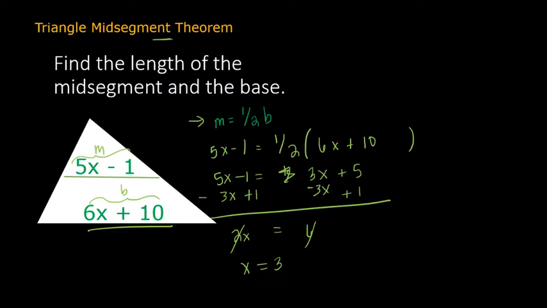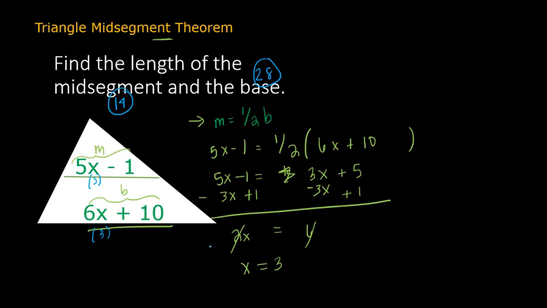But I'm not done yet. They didn't say solve for x. They said find the lengths of the midsegment and the base. So I need to plug in x and solve for these sides. So if x is equal to 3, 5 times 3 is 15, minus 1 is 14. So the length of the midsegment is 14. If I plug in 3 for x, 6 times 3 is 18, plus 10 is 28. So the base measures 28.